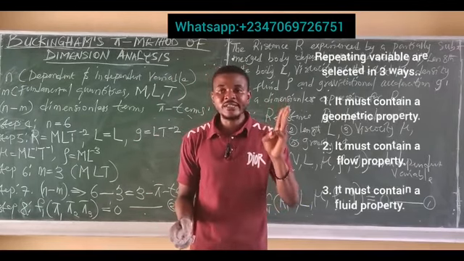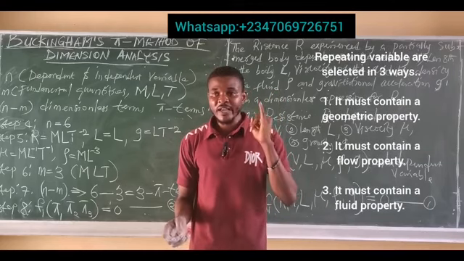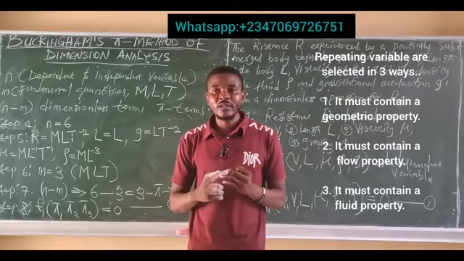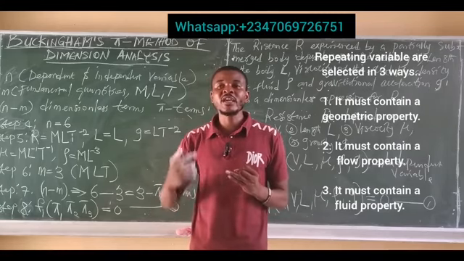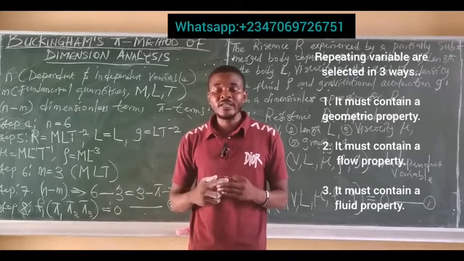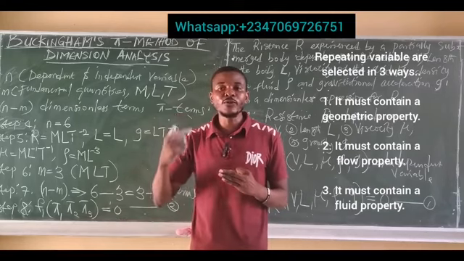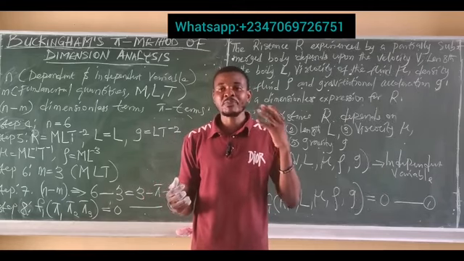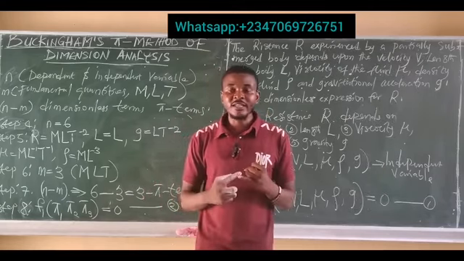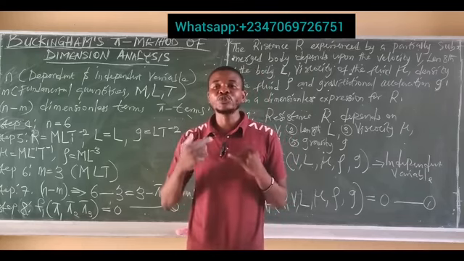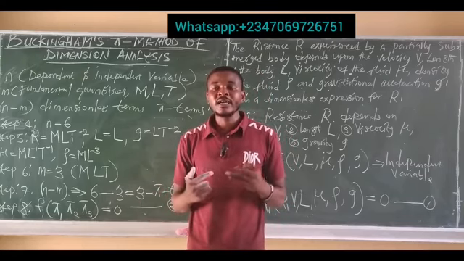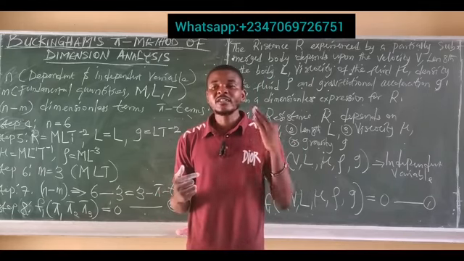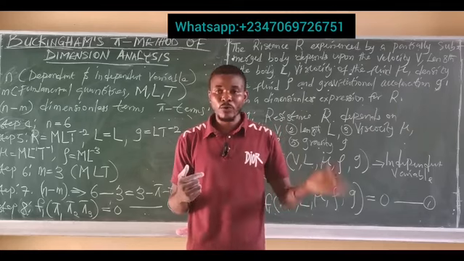Quickly, there are 3 ways of selecting repeating variables. First, a repeating variable must contain a geometric property. Secondly, a repeating variable must contain a flow property. Thirdly, a repeating variable must contain a fluid property. These 3 conditions are what you consider when choosing repeating variables. I will take it again. Firstly, a geometric property. Secondly, a flow property. And lastly, a fluid property.